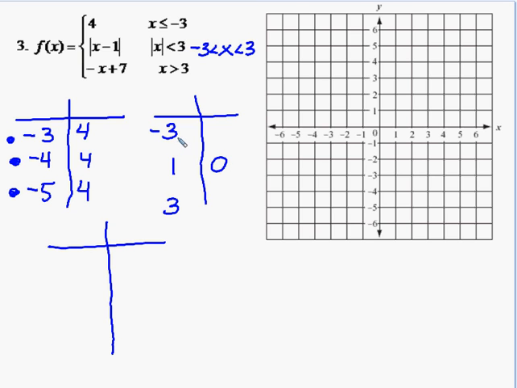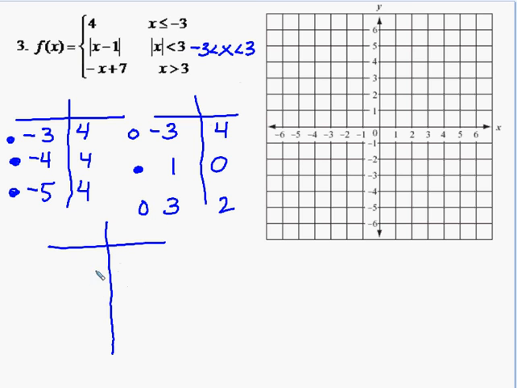So negative 3 minus 1 gives us the absolute value of negative 4, which is a positive 4. Then 3 minus 1 is 2, and absolute value of 2 is 2. So now we're going to have an open circle on -3 because it's greater than -3, closed at our vertex, and then open again because x is less than 3. And then our last function.